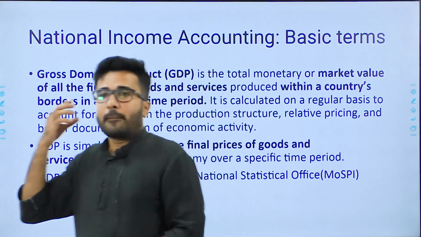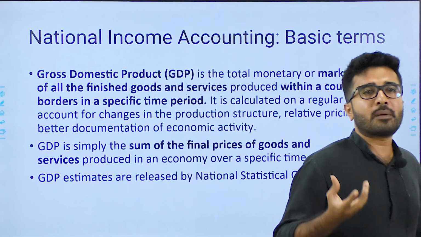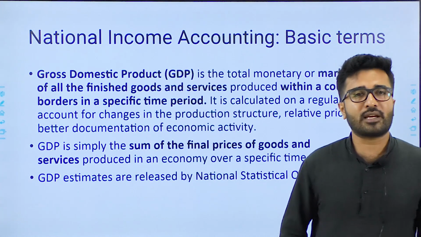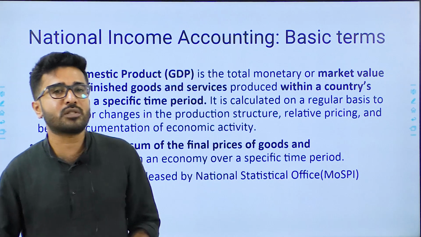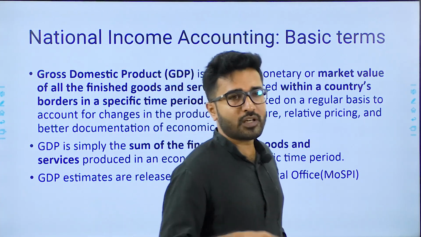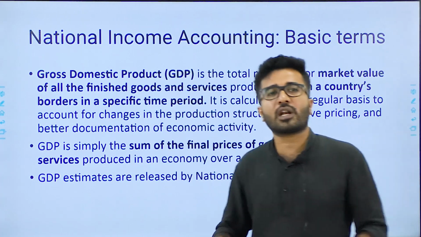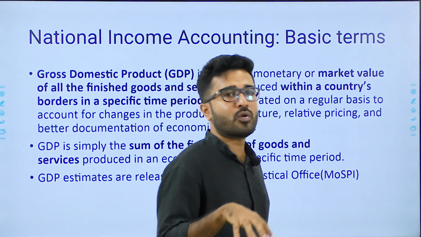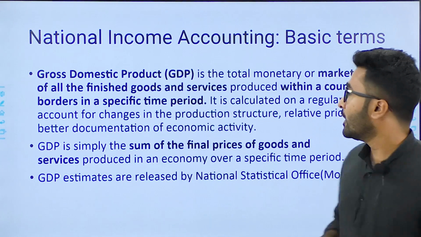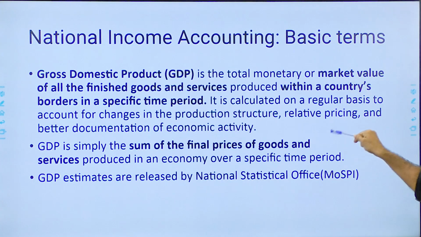It may be produced by foreign citizens working in India, or it may be produced by Indian citizens working in India. So it's not about whether the people producing these goods are citizens of India or not. It's about where they are producing. They are producing within the territorial boundary of India. That value of the final good will be included in the GDP of India. So GDP is simply the sum total of the final prices of goods and services.